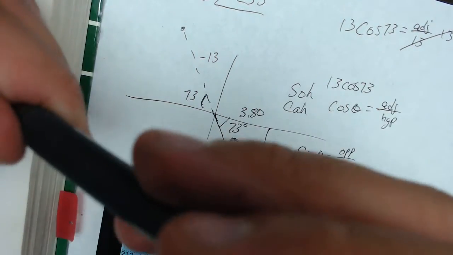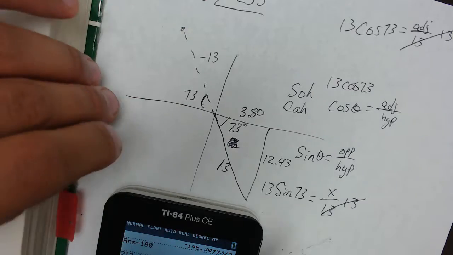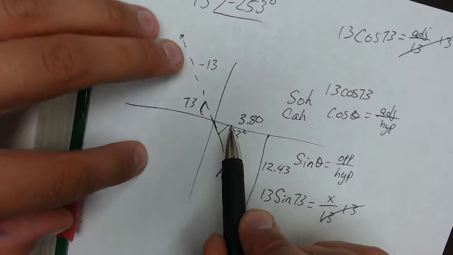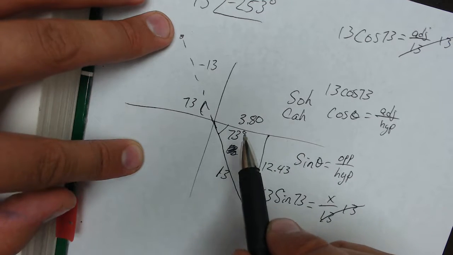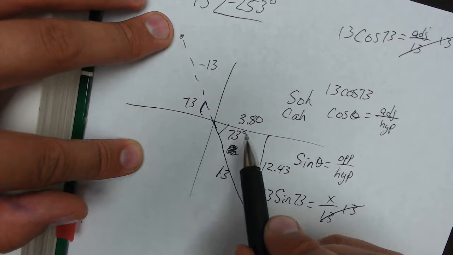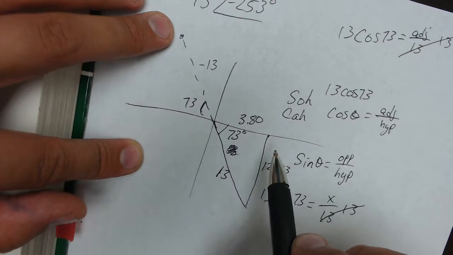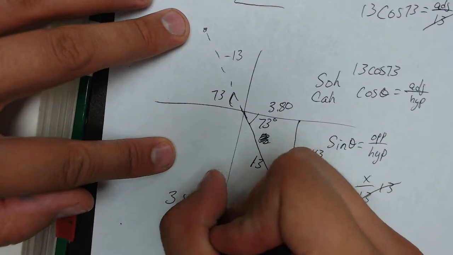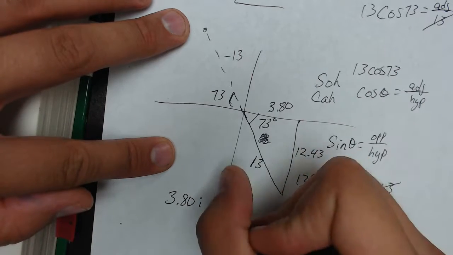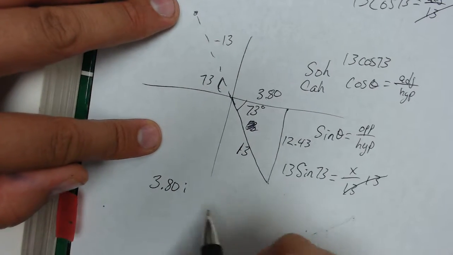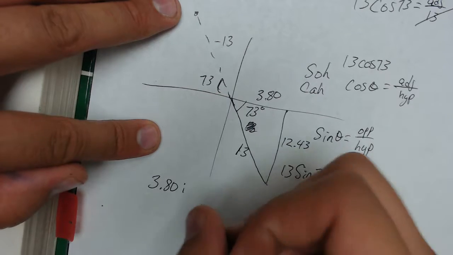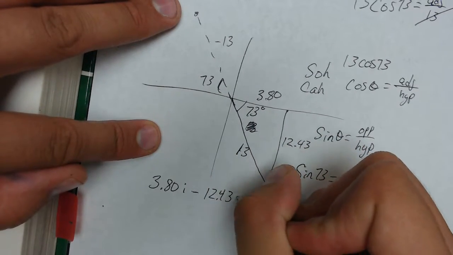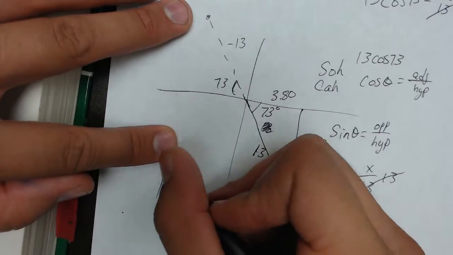3.80. Now these are our rectangular coordinates. And we have to deal with them in terms of a coordinate plane as far as positive and negative. So we see here on the I plane or the X plane we have positive 3.8. So we would put 3.80I, that's positive, and then here the 12.43 is actually negative, so minus 12.43J. That is our rectangular coordinate.